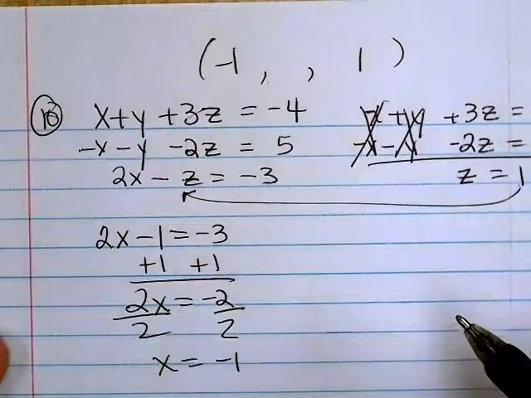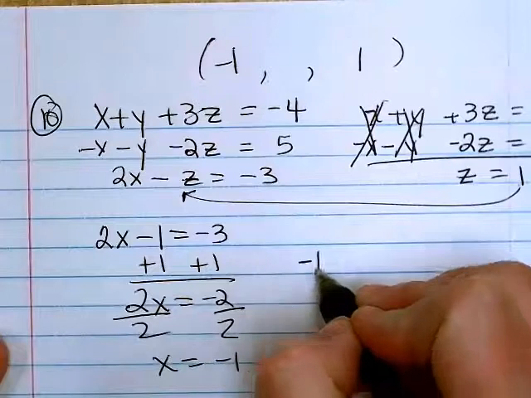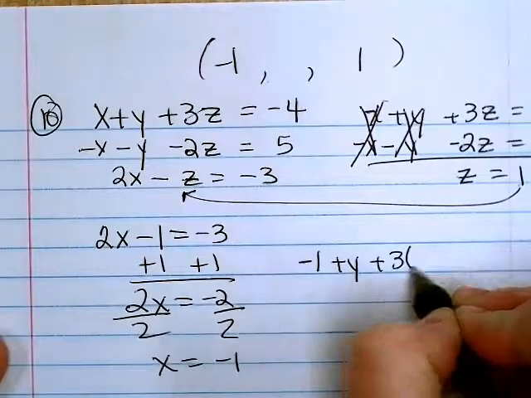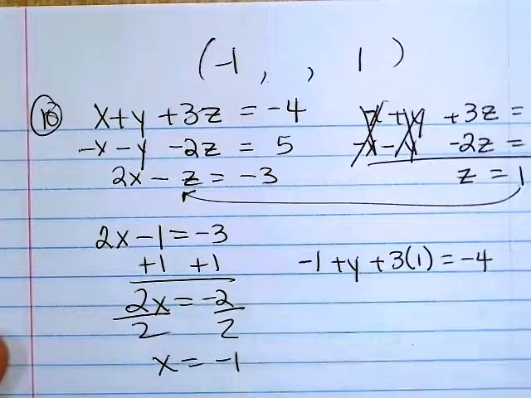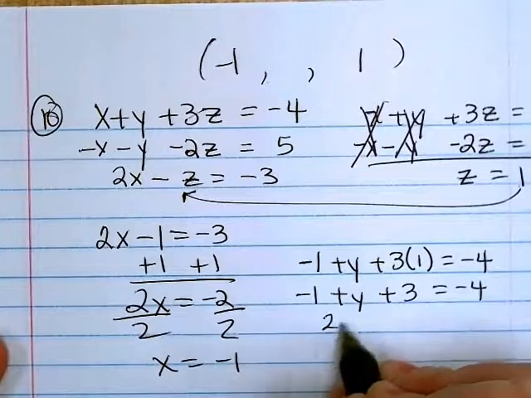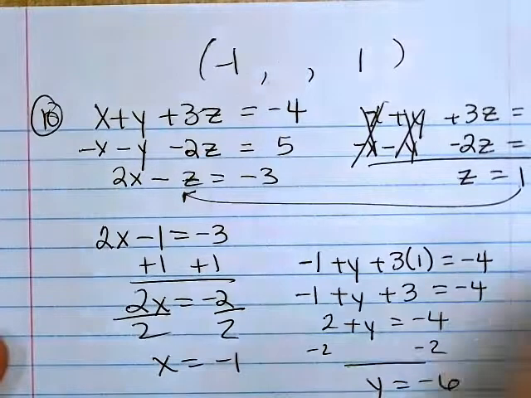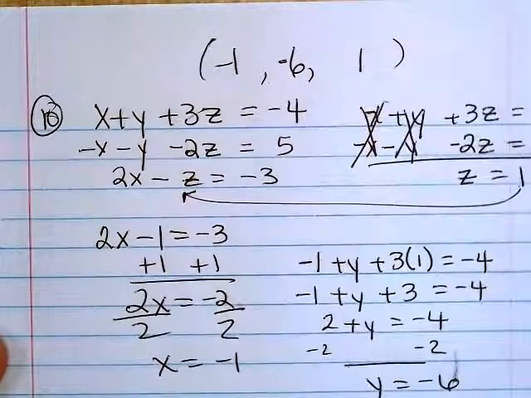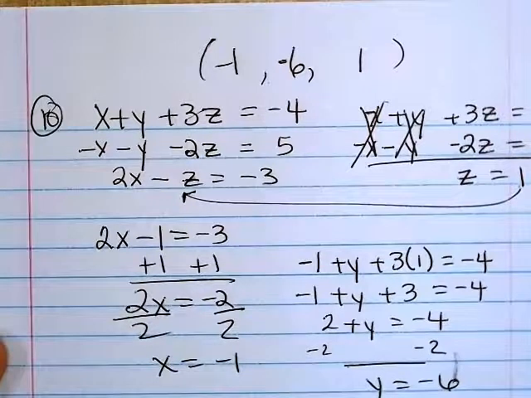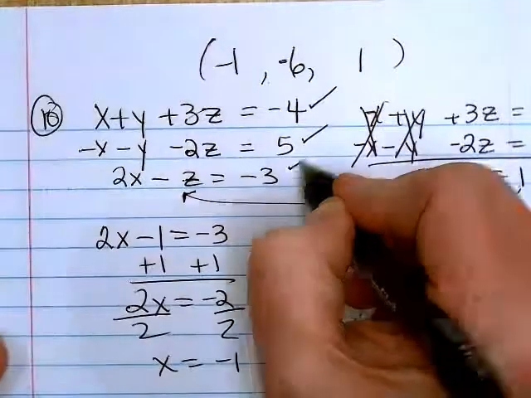And I just put them in. Do you want to use equation 1 or equation 2 to find y? How about 1? Negative 1 plus y plus 3 times 1 is negative 4. So negative 1 plus y plus 3 is negative 4. That's 2. Subtract the 2. Y is negative 6. So the answer here is negative 1, negative 6, 1. How could you check to be certain that these values work? Plug them in. And it should work in this equation, and in this equation, and in this equation.